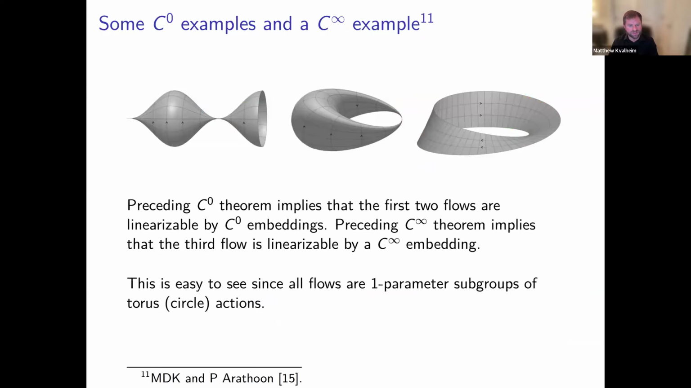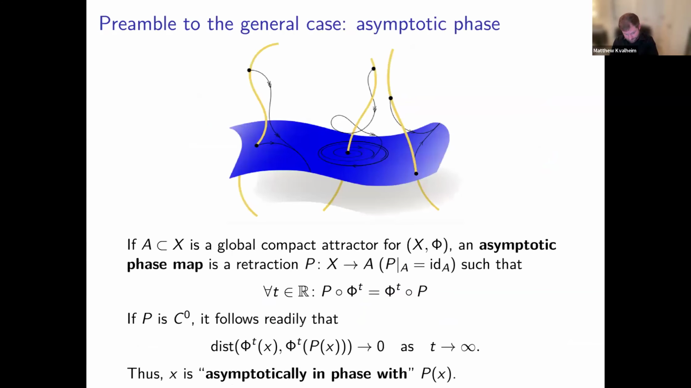So, a quick example of the C0 case. These are all flows generated by circle actions. So the previous result immediately implies that they're linearizable by C0 embeddings. And in fact, the C infinity theorem tells us that the third case is linearizable by a C infinity embedding.